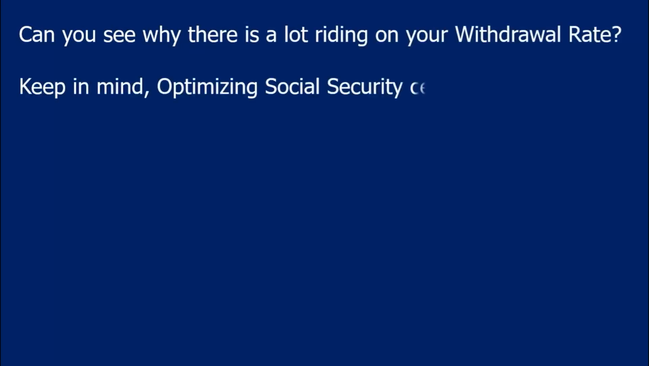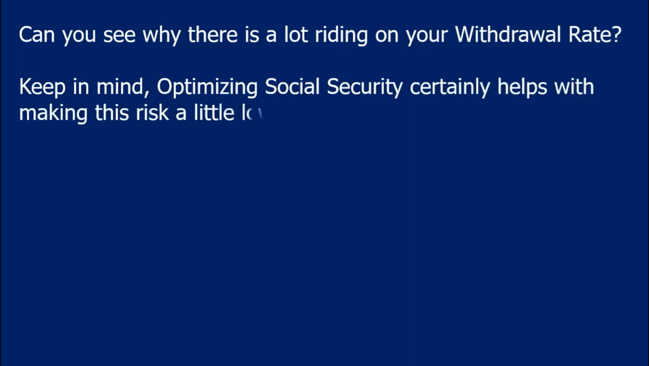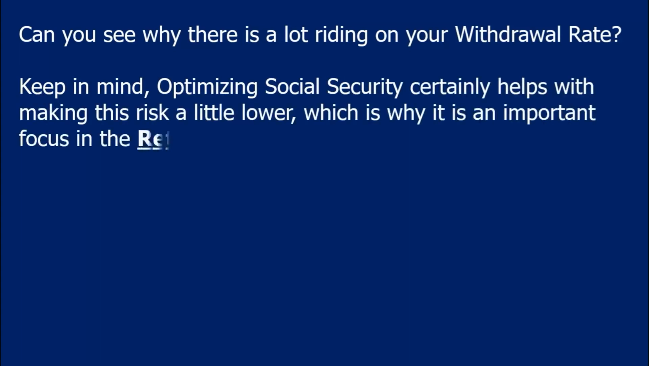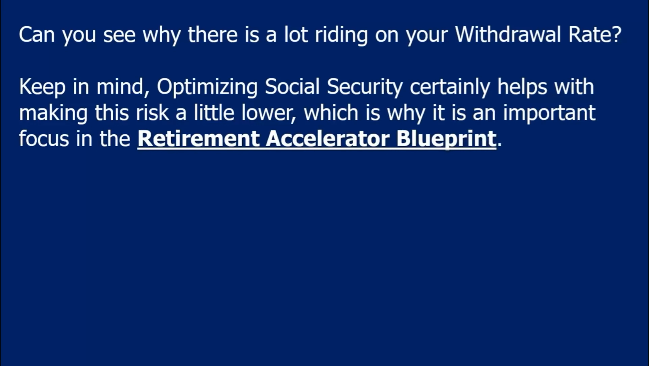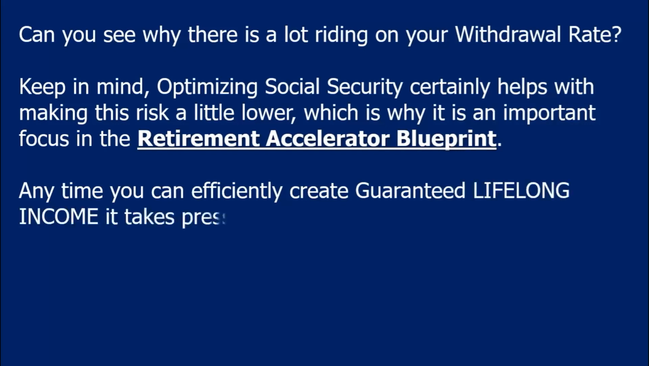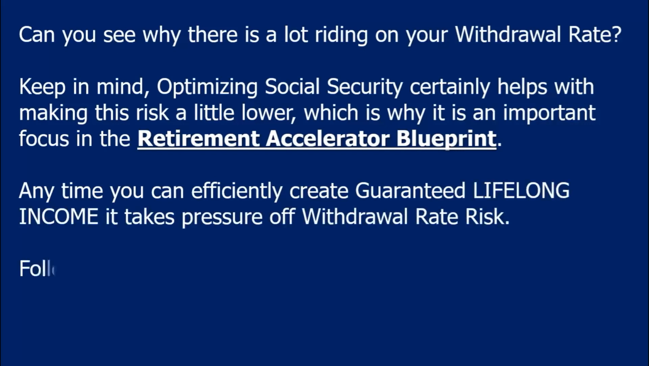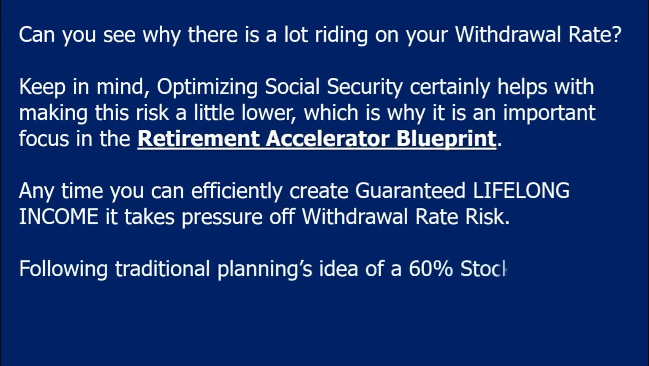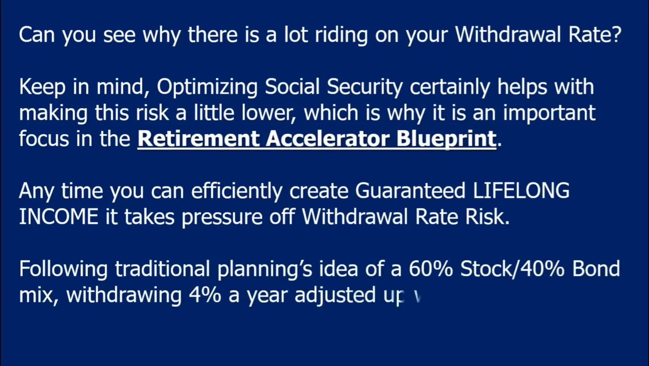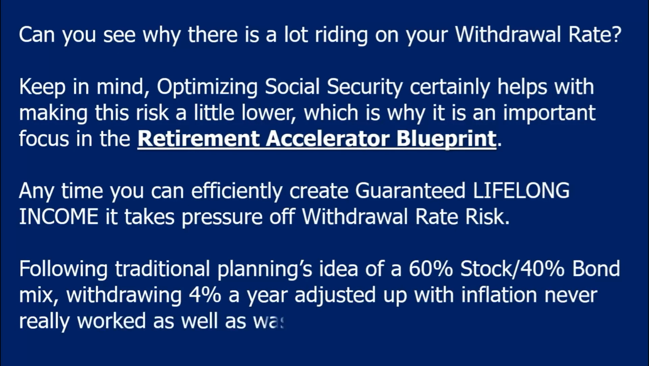So keep in mind, optimizing Social Security certainly helps with making this risk a little bit lower, which is why it is an important focus in the Retirement Accelerator Blueprint. So anytime you can efficiently create guaranteed lifetime income, it takes pressure off withdrawal rate risk. So following traditional planning's idea of a 60% stock, 40% bond mix, withdrawing 4% a year adjusted up with inflation, it never really worked as promised.